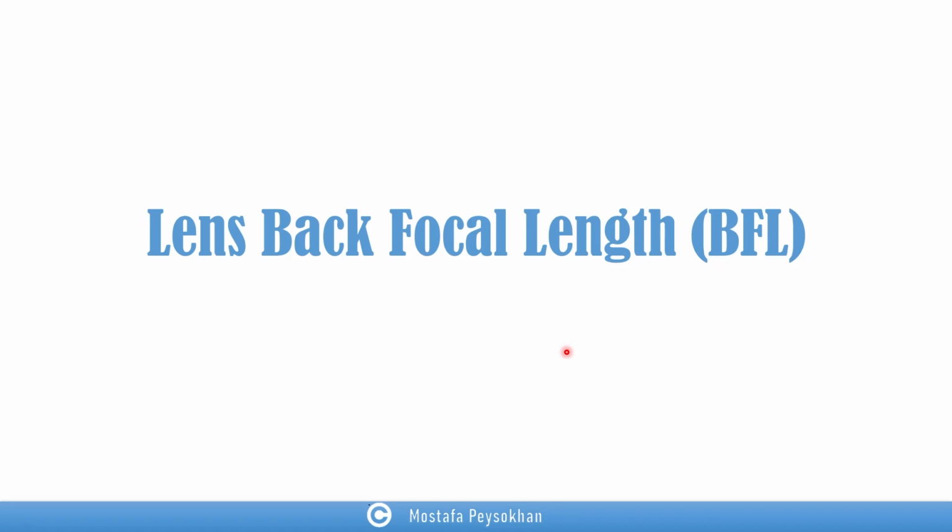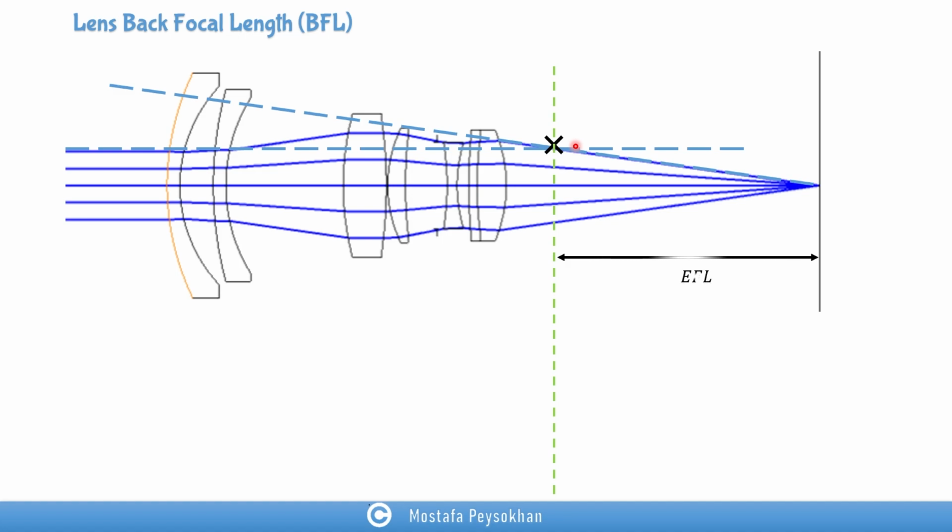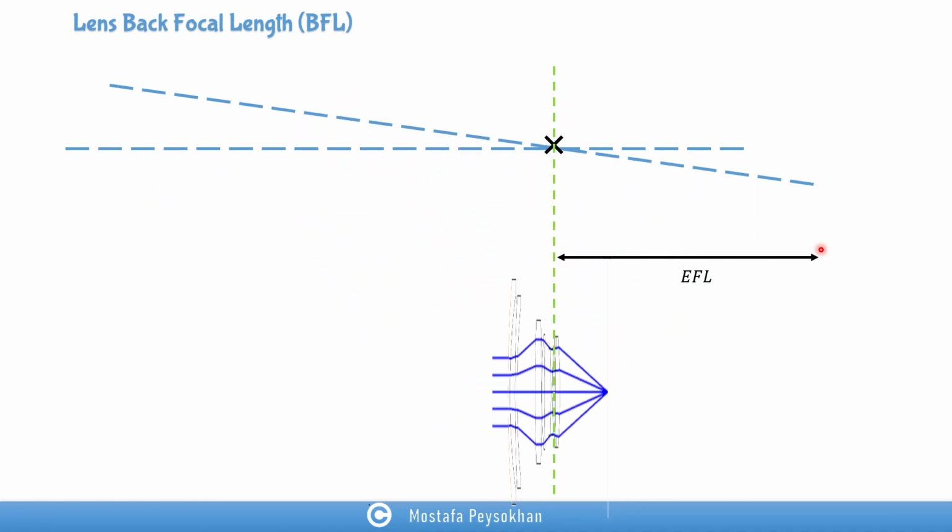Now let's talk about lens back focal length, or BFL. As I explained before, for the effective focal length of this complicated optical system, rays come from infinity, then converge to a point. The point where they cross each other, we call the back principal plane, and the distance from the back principal plane to the focal plane, we call the effective focal length.